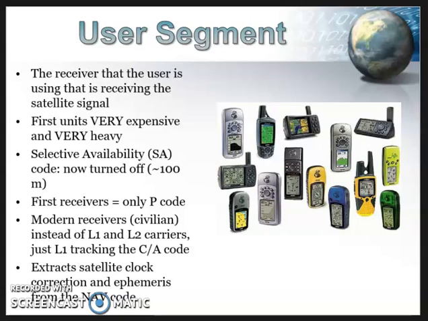Any devices, such as GPS receivers or applications that use GPS technology, make up the user segment. There are many types of GPS receivers, ranging from less than $100 to $1,000. And as you know, we even have GPS receivers within our phones, and we'll be using them in the lab this week to collect waypoints through the Google Earth app.